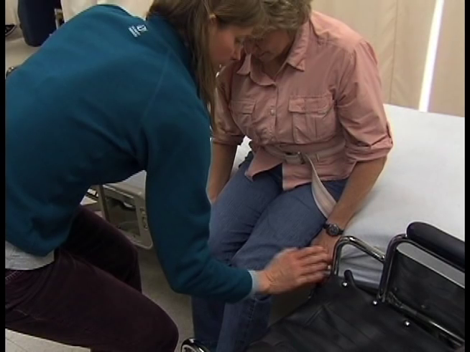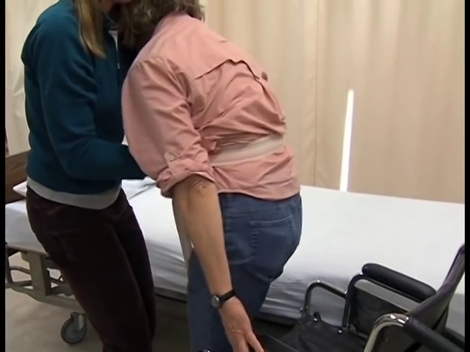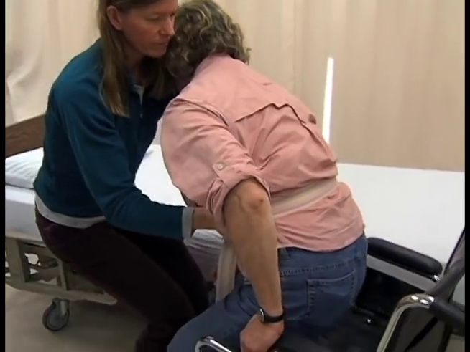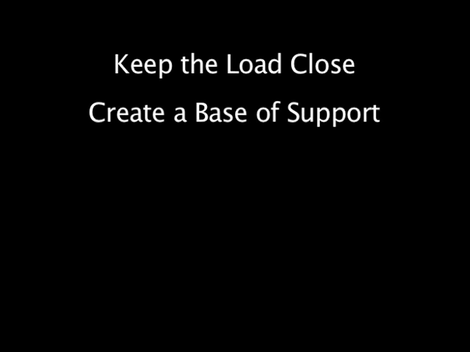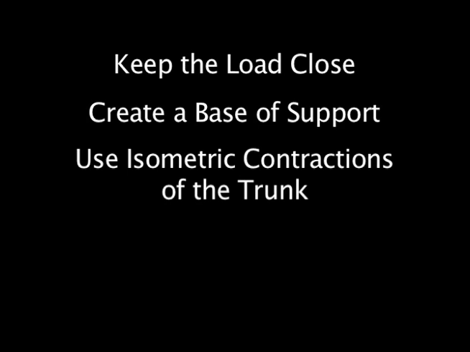Position yourself and the patient for the transfer. Be aware of the position of the feet. Use appropriate body mechanics. Follow the 5 cardinal signs. Keep the load close. Create an appropriate base of support. Use isometric muscle contractions of the trunk to maintain the trunk in a preferably erect position. Lift with the legs and do not twist.